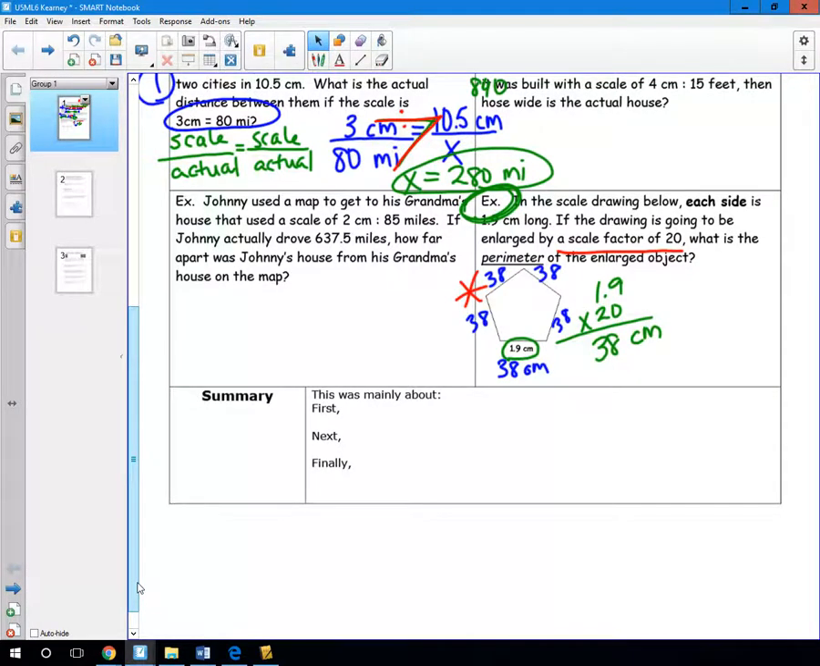But what did the question ask me? The question asked me for the perimeter. So we've got to take 38 centimeters and find the perimeter. And since they're all the same, I can simply see there are 5 sides and take 38 times 5 and get 190 centimeters. So that's it, guys. That's all that we have to do for scale factor. To recap, scale over actual equals scale over actual. And we learned that scale factor is the number that we're using to figure out how many times bigger something is. So it's the ratio that is used to increase or decrease.